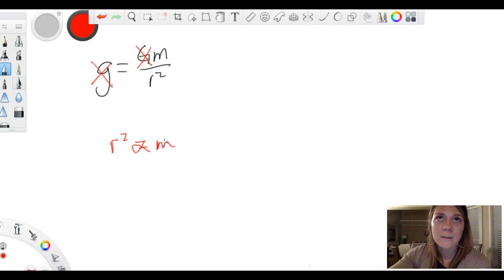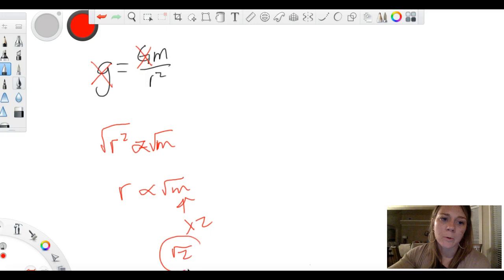But they wanted to find out what the radius is doing, not the mass. So I always want to get it in terms of, it's kind of like solving for r. You want to get rid of that square. So I'm going to take the square root of both sides. So r is proportional to the square root of m. What did we do to m? We multiplied it by 2. So if I plug that in, I get square root of 2. This is by what factor I need to change my r.